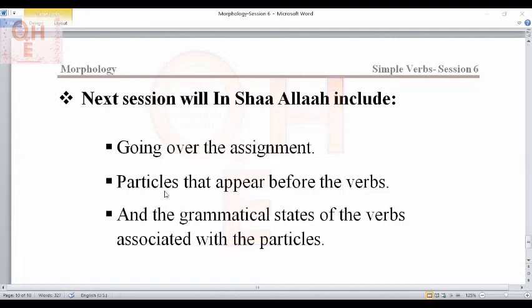We will learn particles. Remember, in the very first session I mentioned to you, there are some particles that actually change the grammatical state of the verbs that we will learn. Inshallah, we will learn particles that come before the verbs, and also we will learn the grammatical states of the verbs associated with the particles.